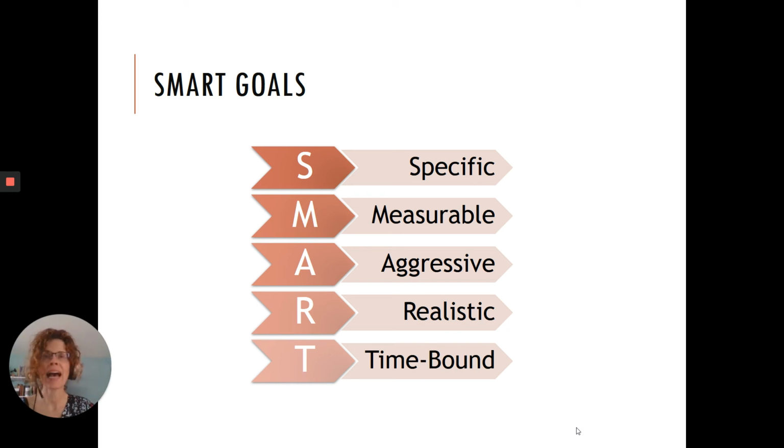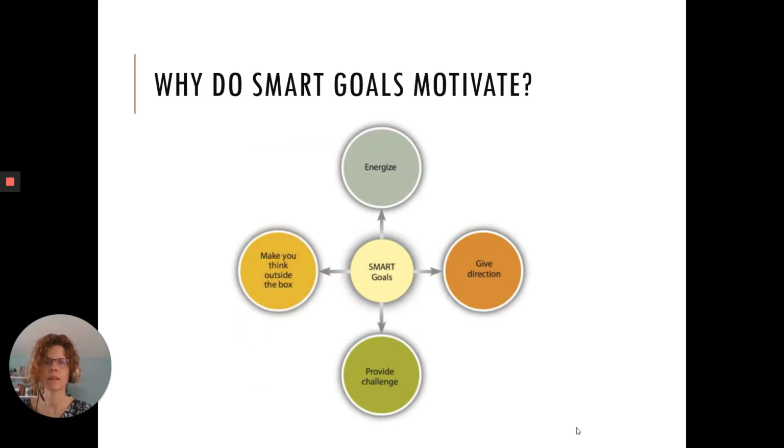And then finally, I had a deadline. I time bound it. So it wasn't, at some point I hope to weigh that amount. I had a very specific date in mind. And guess what? It worked. It worked great. Why did it work? Well, first of all, that particular goal was very energizing. On any given day, I could say to myself, okay, I am working to look a certain way by the time my son gets married. I wanted to be able to look a certain way in the dress that I had chosen.